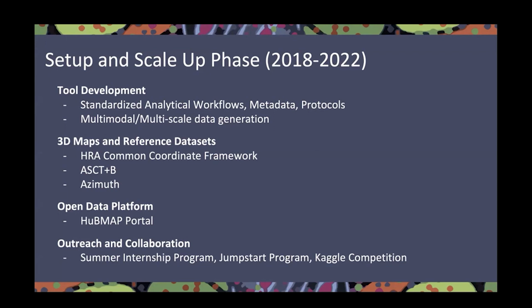And you'll hear about a lot of these things, whether it's the ASCT+B table or some of the work with Azimuth, building the reference data sets and the 3D maps. Creating our version 1 of the HuBMAP portal, which is available. I think Katy may have linked to that in the chat, and if not, I'll do that when I finish up talking. And then, of course, establishing some of the initial outreach and collaboration programs.